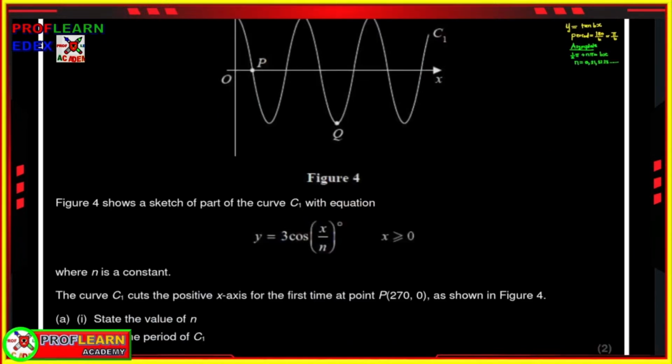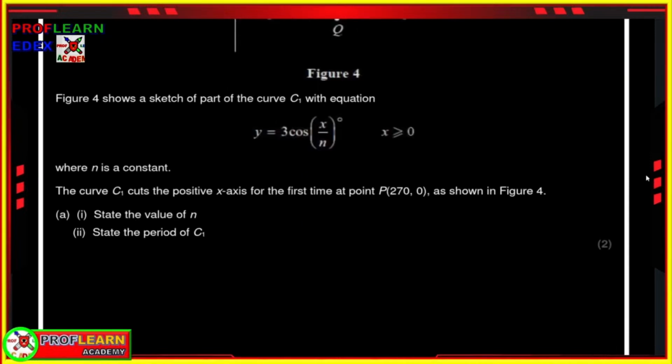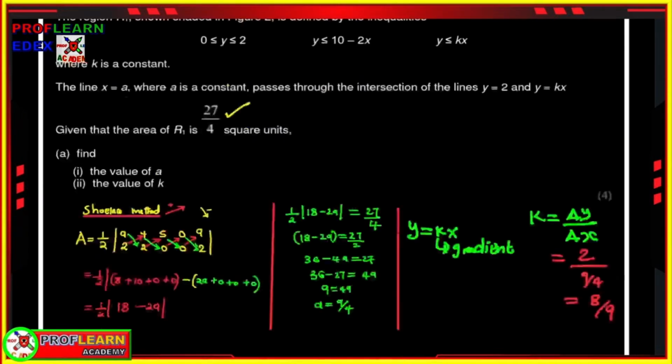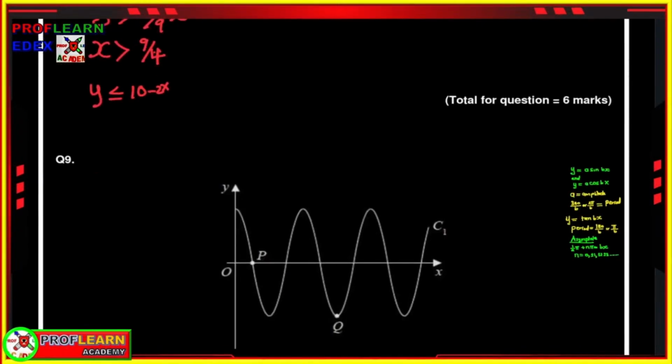Now the curve C1 cuts the positive x axis at the point P(270, 0) as shown in the figure. State the value of n and state the period of C1. Now look at this graph that we are having. P is a quarter of a cycle. Remember, a complete cycle gives a period. So P is a quarter of a cycle.